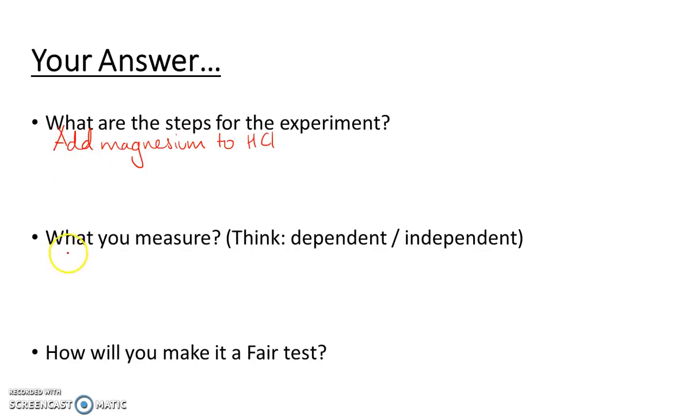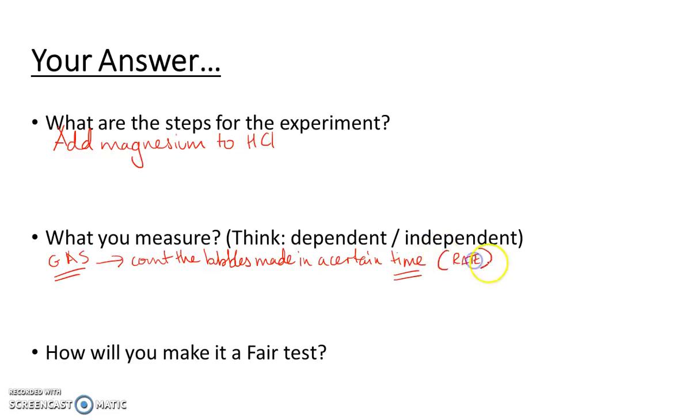And in terms of what you're measuring, now we need to think, right, what we're measuring, the dependent variable. What is going to be happening when magnesium reacts with hydrochloric acid? The key thing is we're going to be talking about gas. So there are 2 things we could do here. We could either count the bubbles in a certain period of time, and remember, time is important because time links to rate.